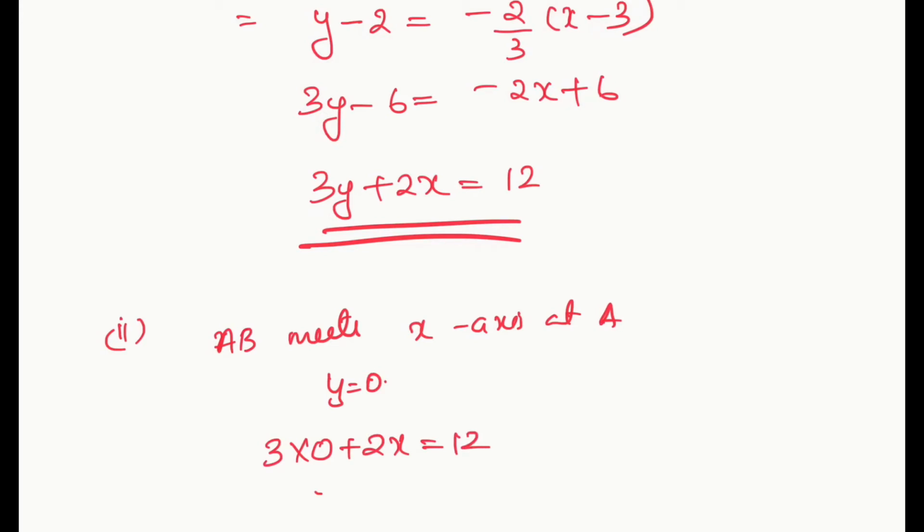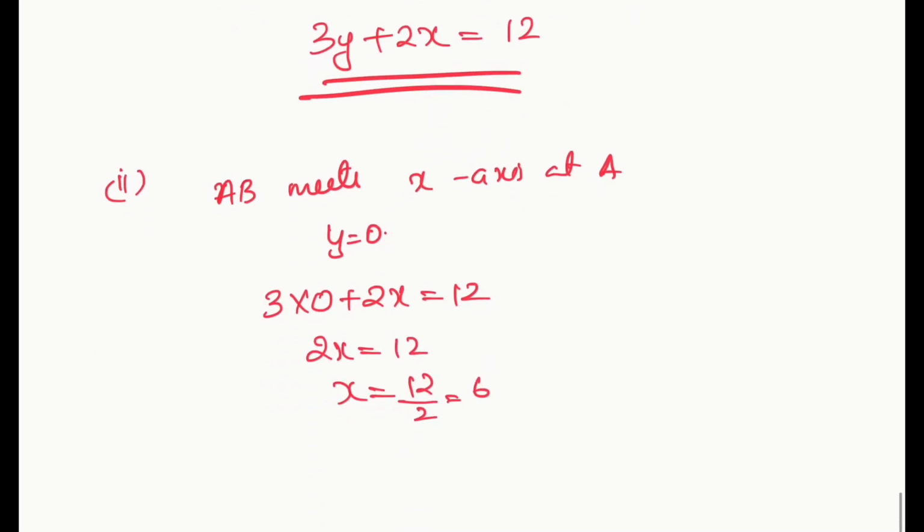Right? So you get 2x is equal to 12, x is equal to 12 by 2 equal to 6. So what will be the coordinate in this case? It will be (6, 0).